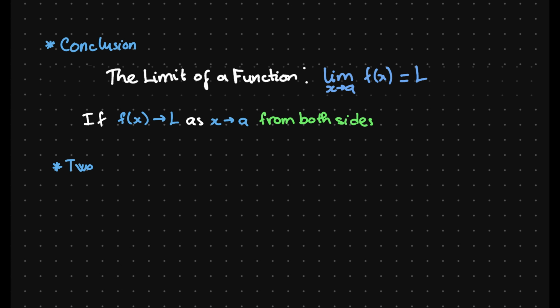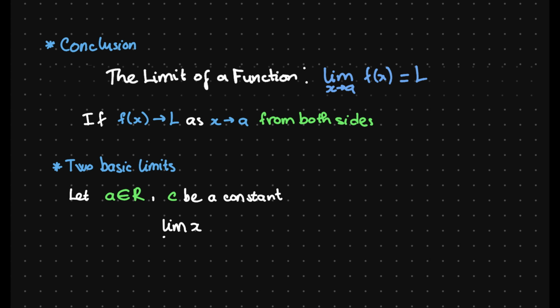Then let me give you two basic limits which you might see again in the next topic. So let a be a real number and c be a constant. So we would have the first limit. The limit of the function x as x approaches a is equal to a. This makes sense, right? Because the function now is x itself. So as x approaches a, the limit of the function x is equal to a.